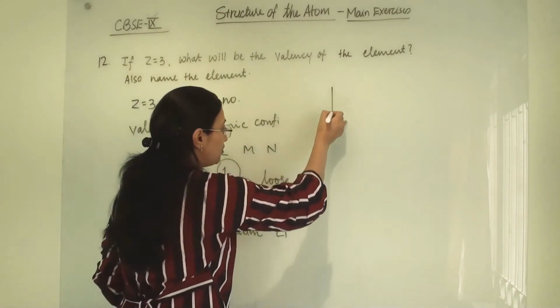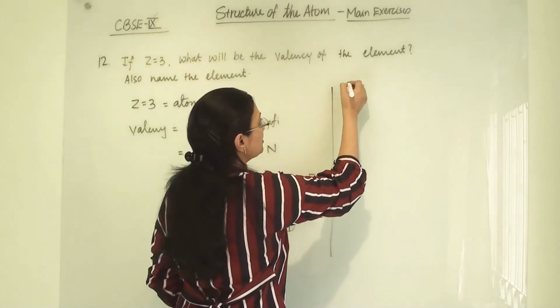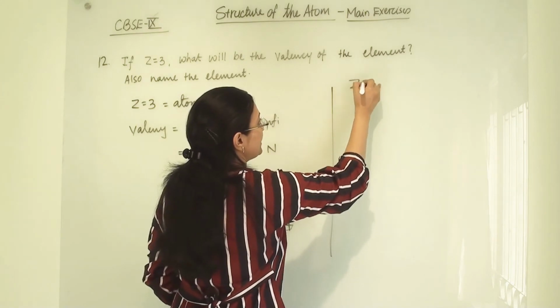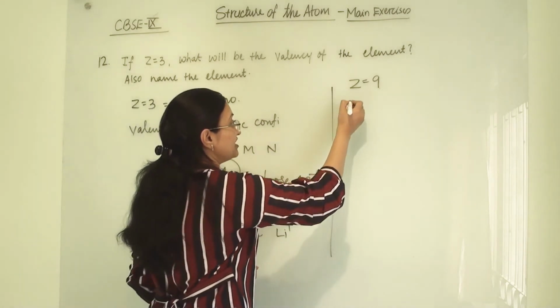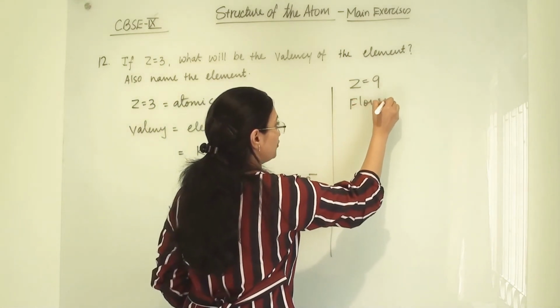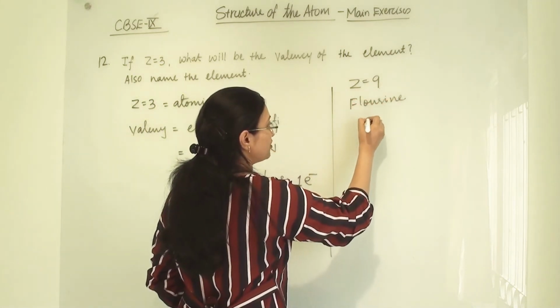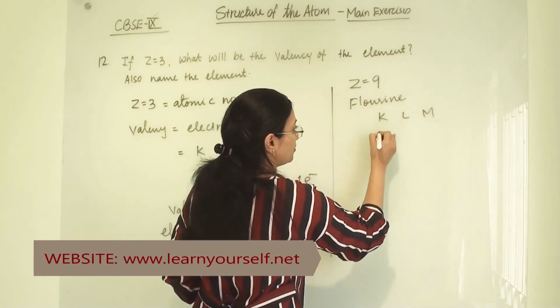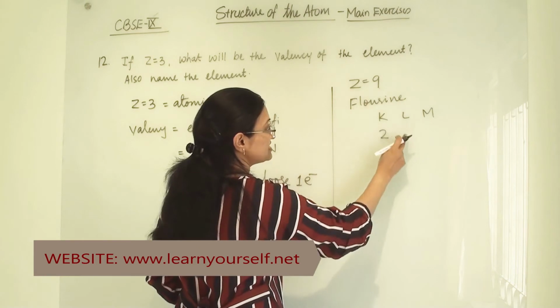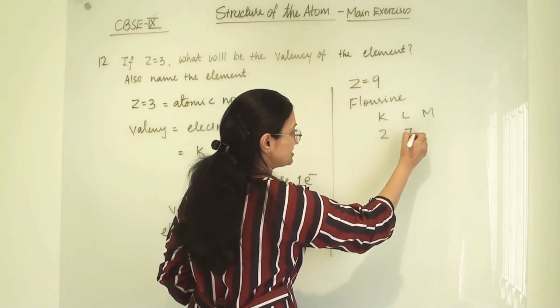Similarly, it can also be asked for Z equals 9. So Z equals 9 is which element? It is fluorine. Now what will be the electronic configuration of fluorine? It is 2, and whatever is left is 7. So here we are keeping 7.